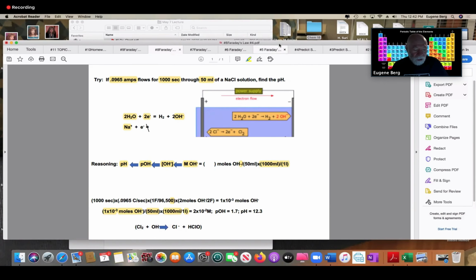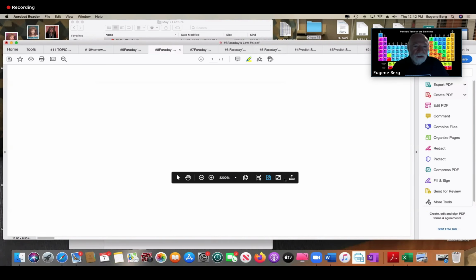Look at the bottom thing I have on here. It turns out the chlorine, which you're making, reacts with hydroxide to make HClO. And you might recall HClO is actually the active ingredient. Anyway, HClO is a chemical that actually kills the bacteria in the swimming pool.